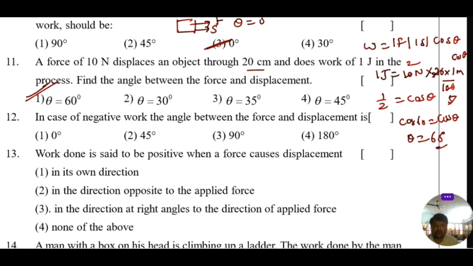In case of negative work, the angle between the force and displacement is, we know very well, when the work is negative means the force and displacement are in opposite direction. That is 180 degrees. Theta equal to 180 degrees. Next, 13th one. Work done is said to be positive when a force causes displacement in its own direction. When direction of force and direction of displacement are in the same direction, then only work is said to be positive.